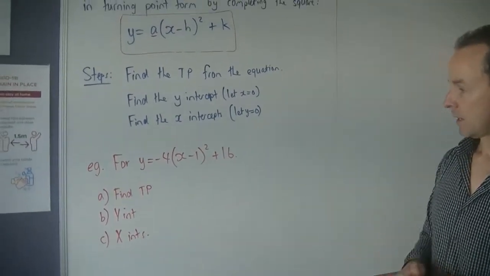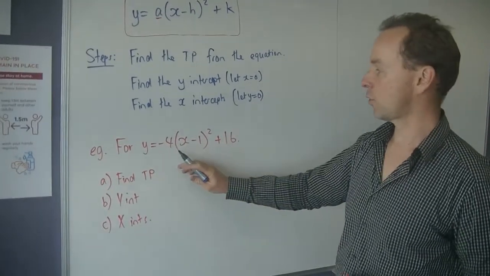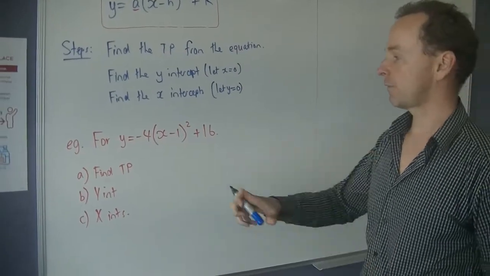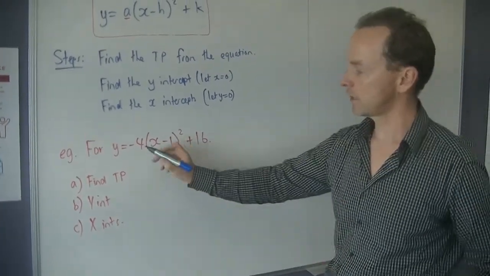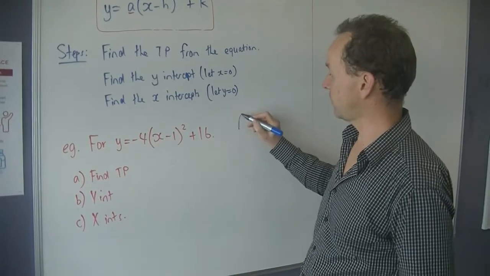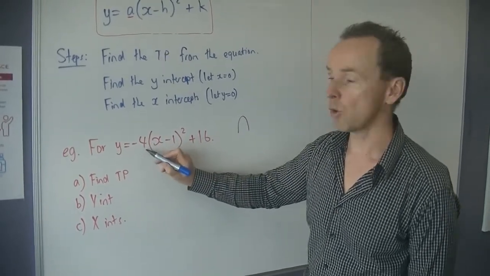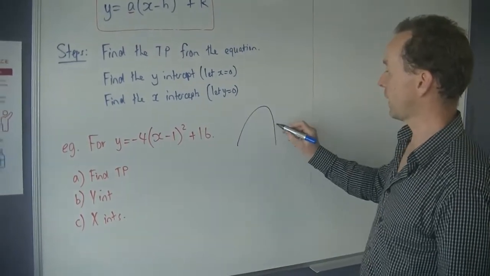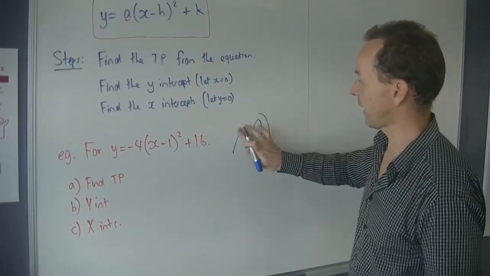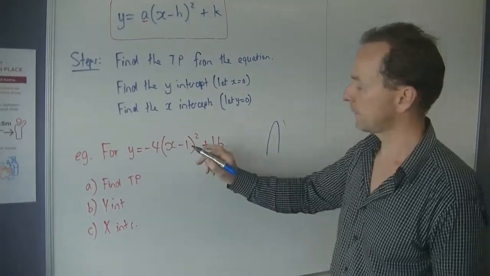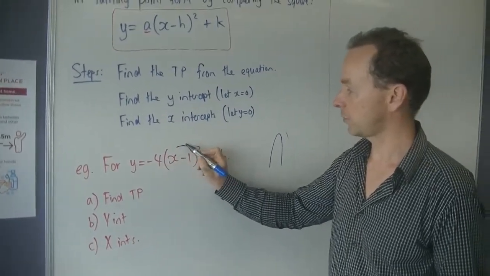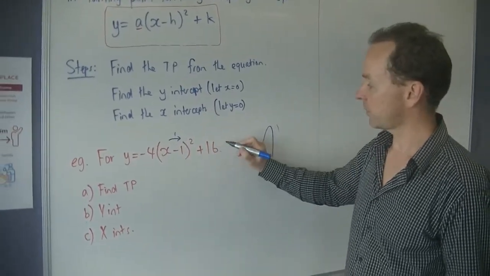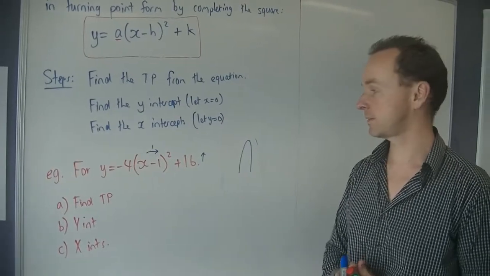Alright, let's start. So for y equals negative 4, (x minus 1) squared plus 16. Before you find the turning point, let's look at a few features. We've got a negative, so we know it's a negative parabola, it's upside down. Since it's a 4 out the front, it means it's narrower. So if that was a normal parabola, this one is narrower, like that. (x minus 1) squared moves the turning point one spot to the right, and a positive there means it moves the turning point up 16.